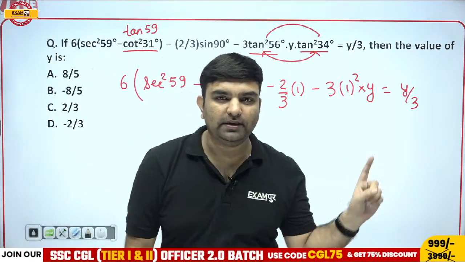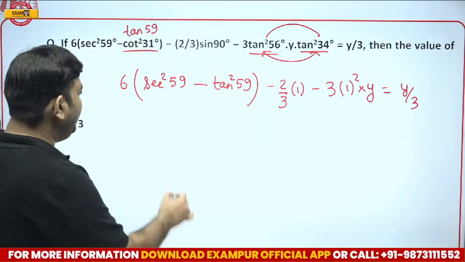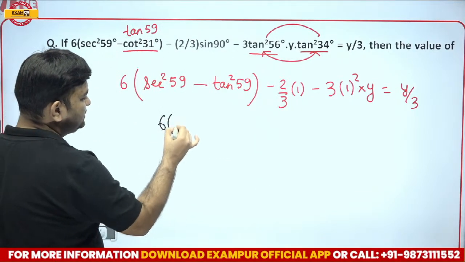Sec square theta minus tan square theta is always 1 because it is an identity.